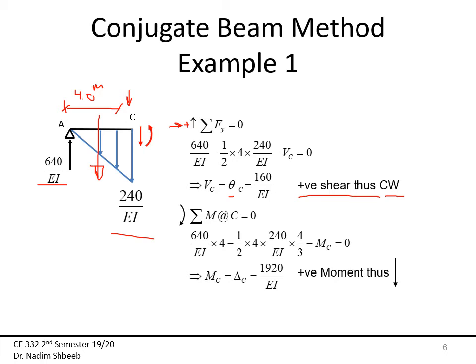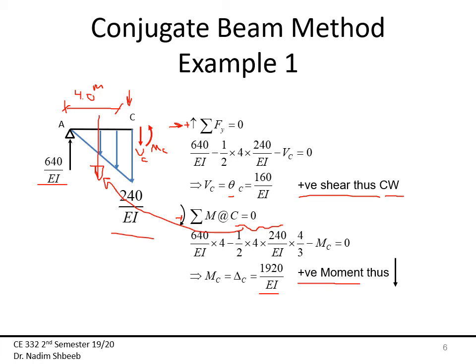Now, to find the moment, I'm going to take the moment about C, just to be sure we have everything that we need. This is MC and this is VC. So taking the moment about C is equal to 0, then 640 over EI times 4 minus 1/2 times 4 times 140 over EI, again, which is this right there, times the moment arm 4/3 minus MC equal to 0. Then MC is equal to delta C, which is equal to 1920 over EI. Again, positive moment, so the deflection is downward, and we got the same exact result as we did for the moment area method.